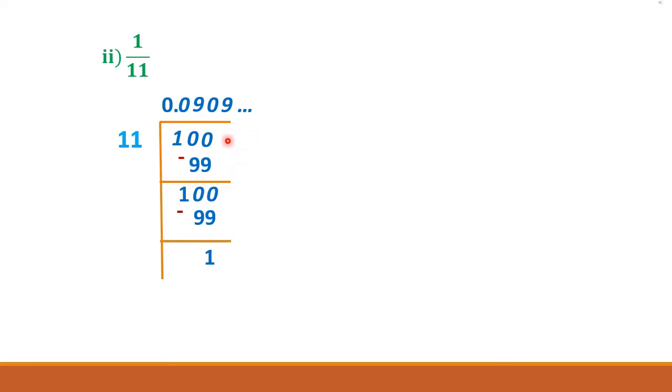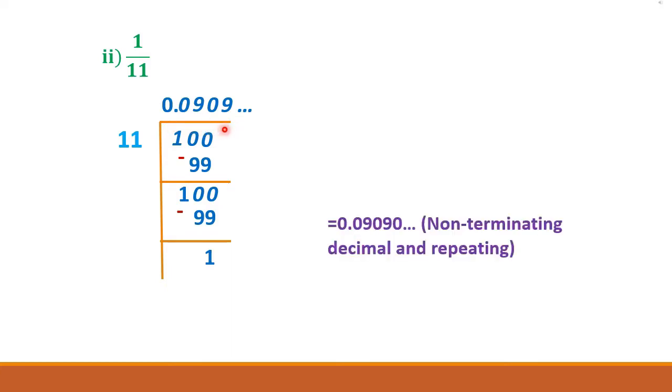Here see the pattern. The numbers are repeating: 09, 09, 09. So this is a repeating or recurring decimal. This type of decimal never ends and has a repeating number pattern. So it is a repeating decimal. We can write 0.09 bar. Bar means 09 is repeating.